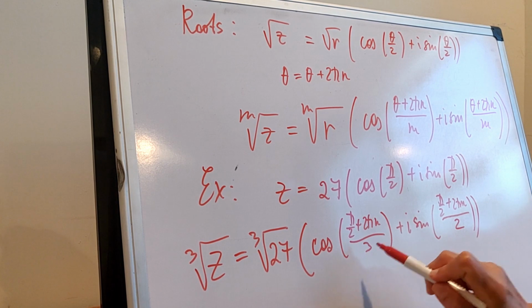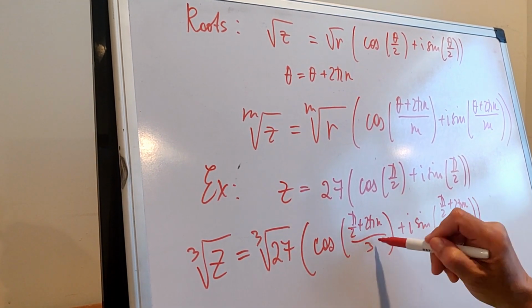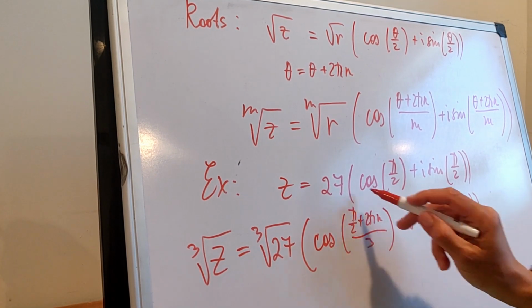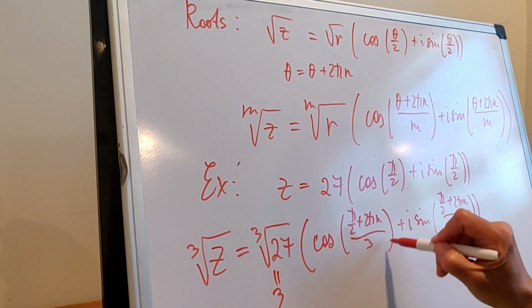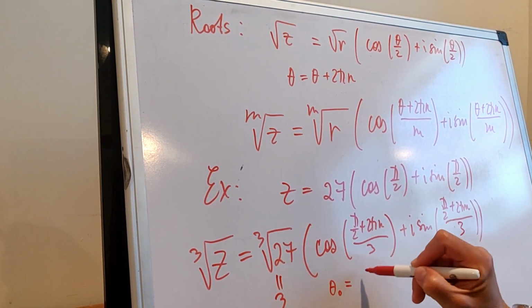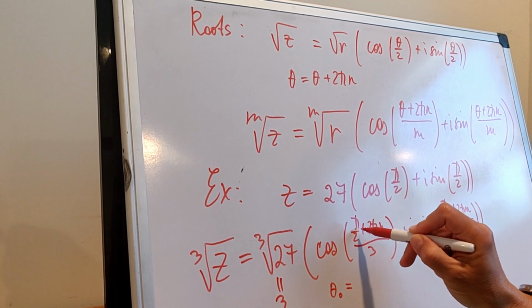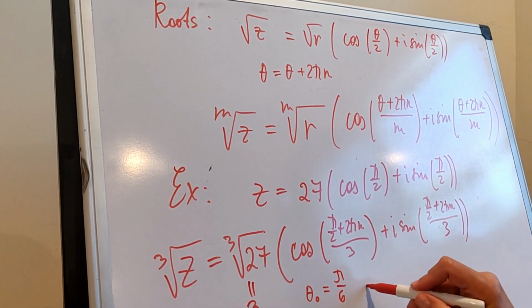Remember that you don't need to calculate these two angles separately, because that's supposed to be the same angle. So you calculate only once. Here we know that's going to be 3. What are we going to get here? Well, theta 0 is going to be what? When you set n equals 0, you get just pi over 2 divided by 3, which is pi over 6.